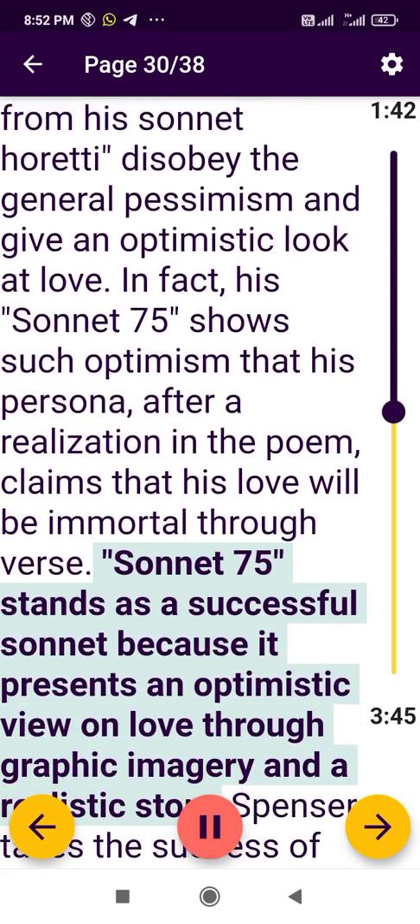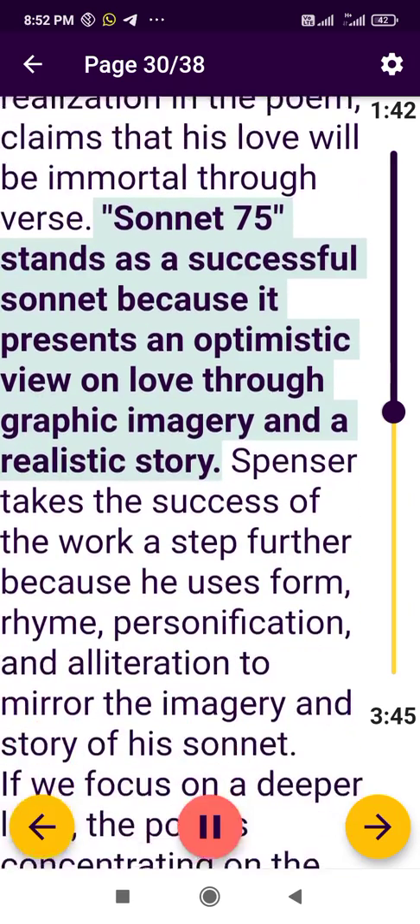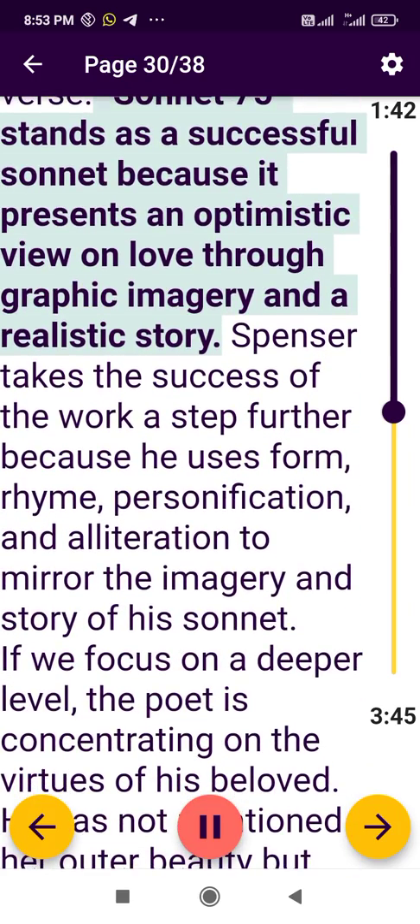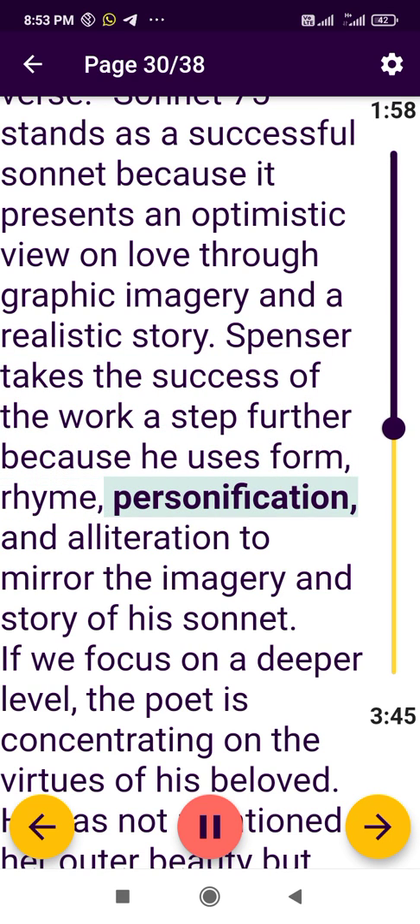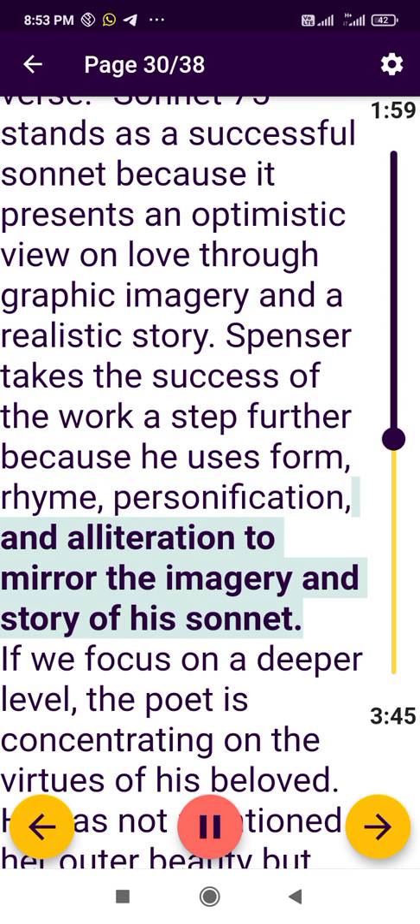Sonnet 75 stands as a successful sonnet because it presents an optimistic view on love through graphic imagery and a realistic story. Spenser takes the success of the work a step further because he uses form, rhyme, personification, and alliteration to mirror the imagery and story of his sonnet.